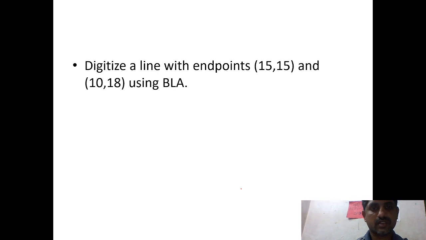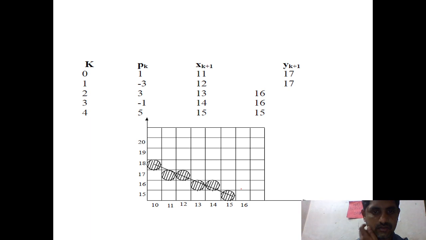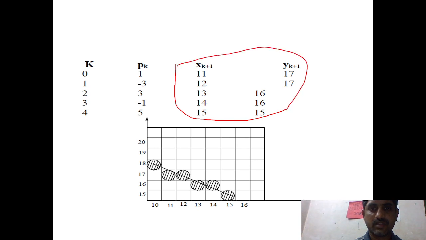So next take the endpoints 15, 15 and 10, 18. These are the values of xk plus 1, yk plus 1: 11, 17, 12, 17, 13, 16, 14, 16 and 15, 15. That is the diagram, like that.